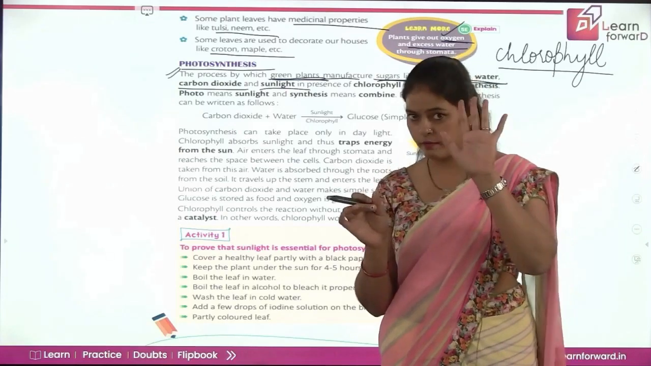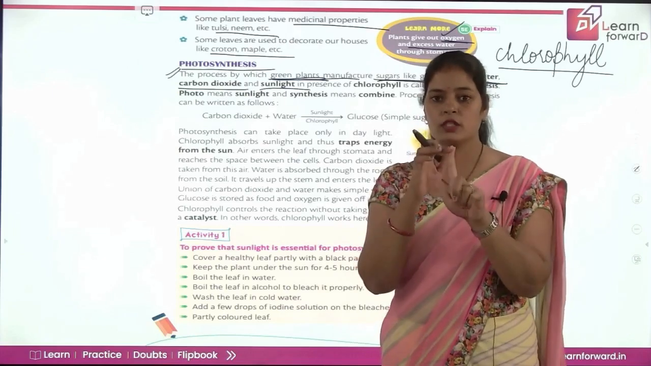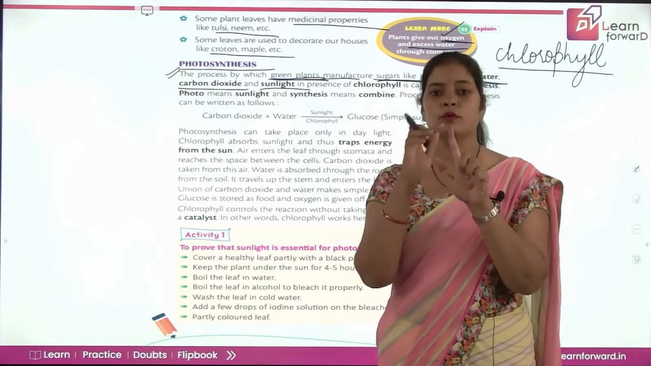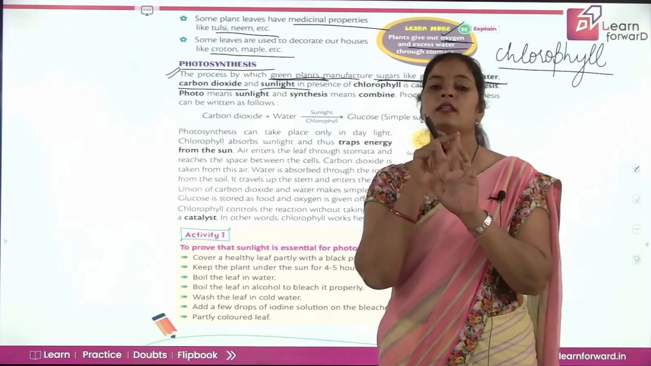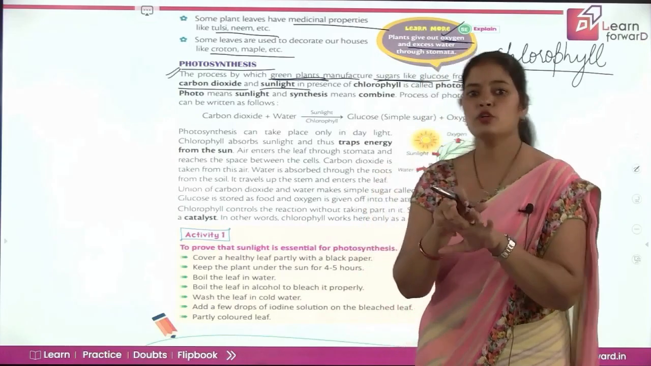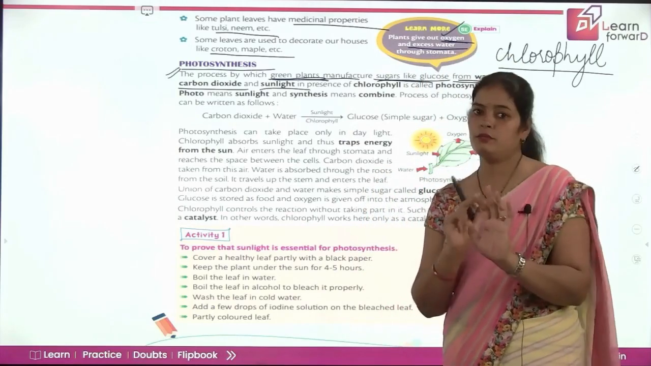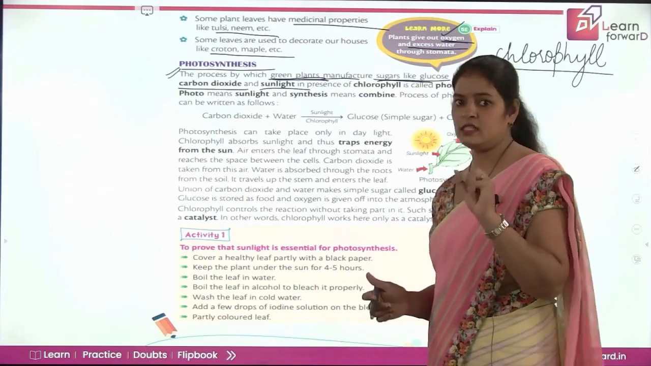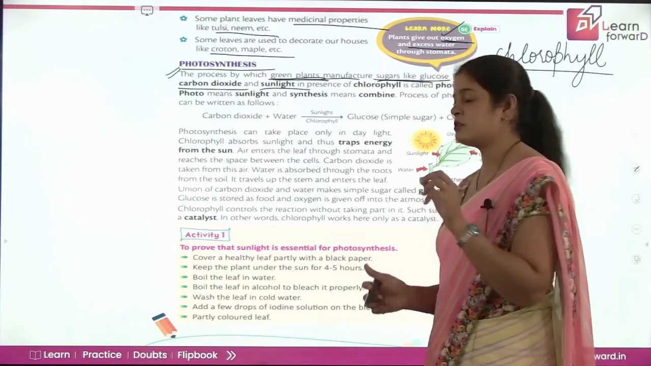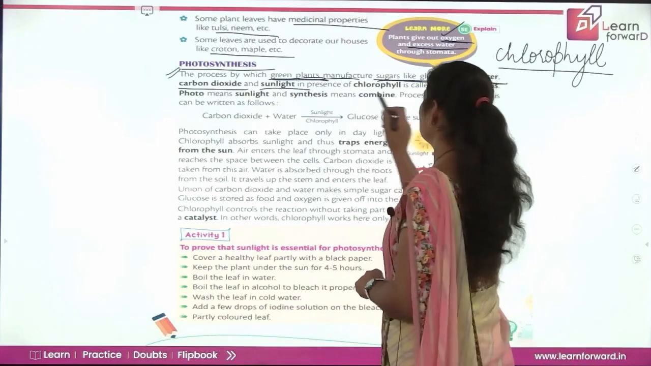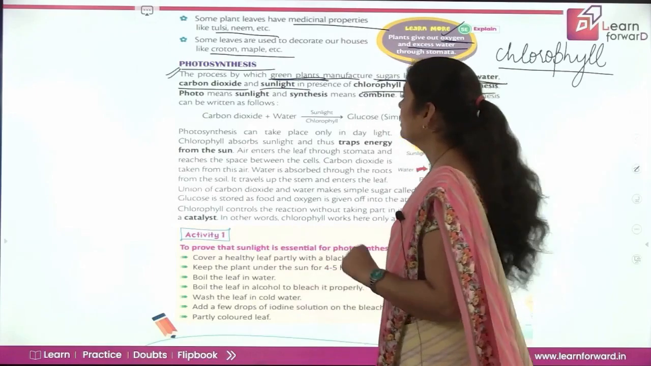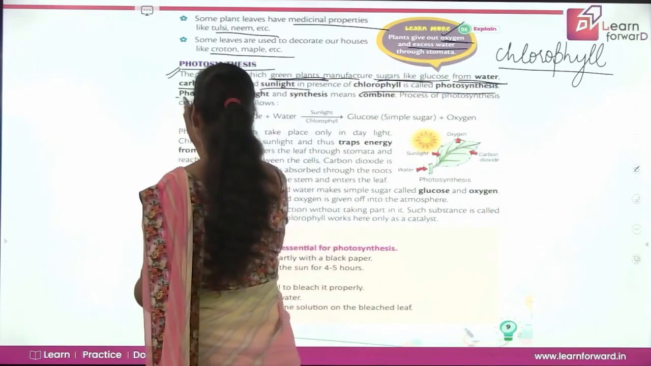There are 4 requirements. Carbon dioxide in the gaseous form, water in liquid form, then sunlight should be there and chlorophyll should be there. Okay, so these are the raw materials. These are the requirements for the process of photosynthesis. Fine, done. Now what does this word photosynthesis mean?